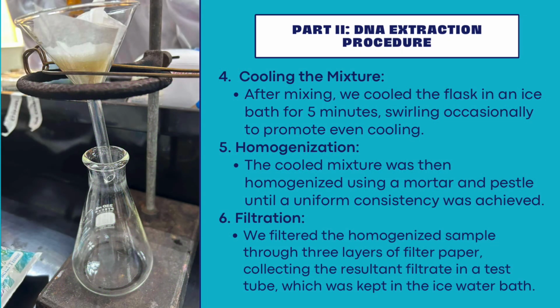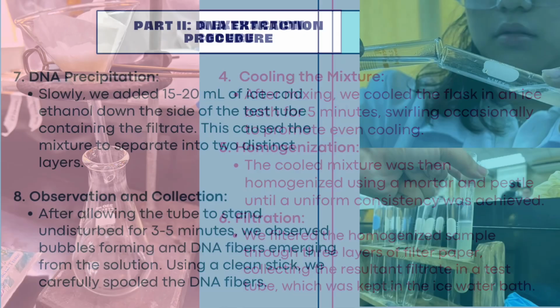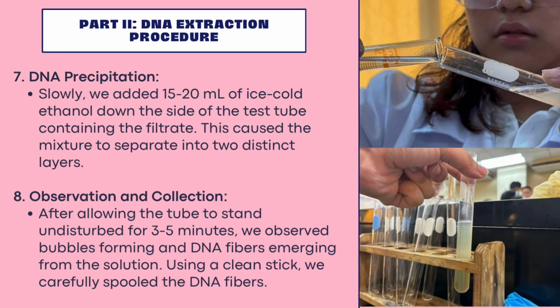Step 4, cooling the mixture. After mixing, we cooled the flask in an ice bath for 5 minutes, swirling occasionally to promote even cooling. Step 5, homogenization. The cooled mixture was then homogenized using a mortar and pestle until a uniform consistency was achieved. Step 6, filtration. We filtered the homogenized sample through 3 layers of filter paper, collecting the resultant filtrate in a test tube which was kept in the ice water bath. Step 7, DNA precipitation.